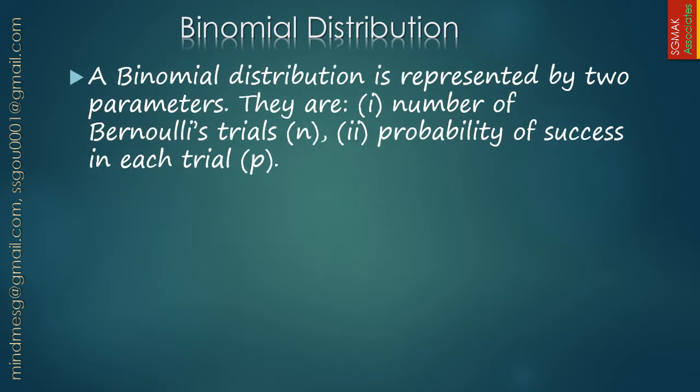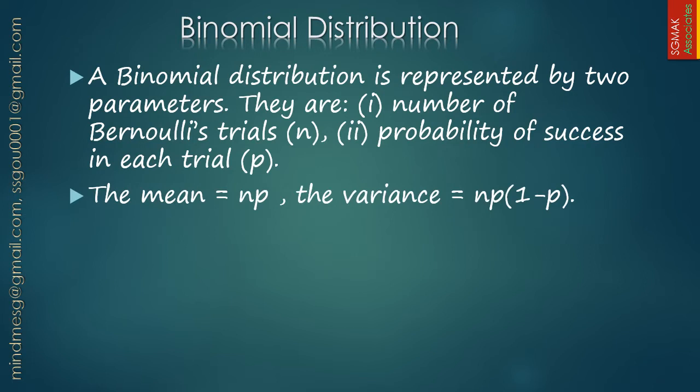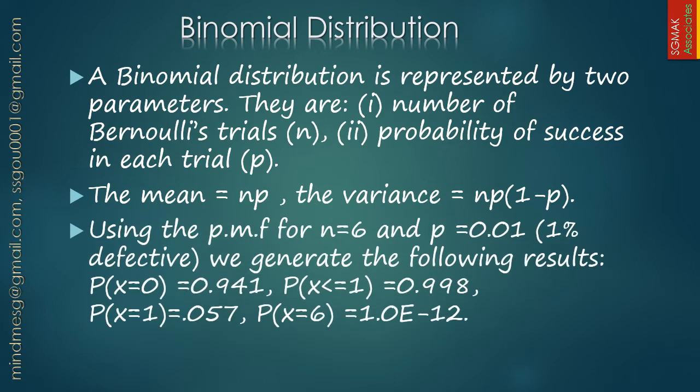Now we have already described the parameters of the binomial distribution, which are n and p: n is the number of trials, and p stands for the probability of success in each trial. The mean for the random variable is given by n times p, and the variance is given by n times p times 1 minus p.